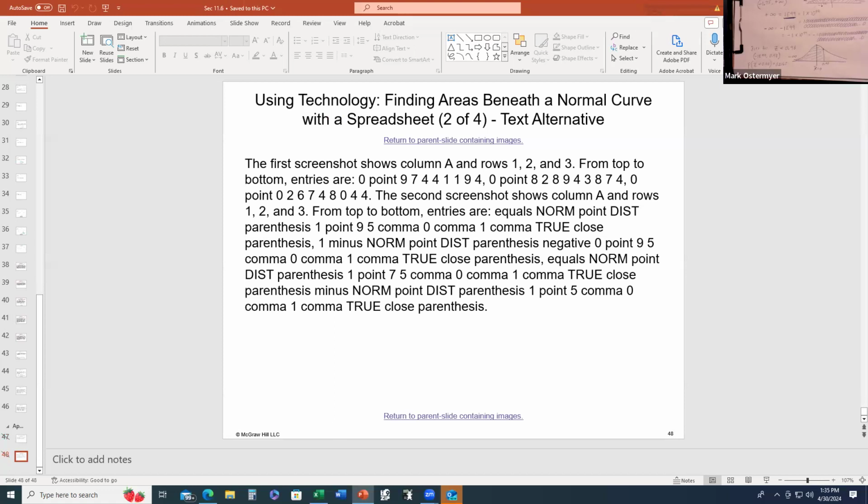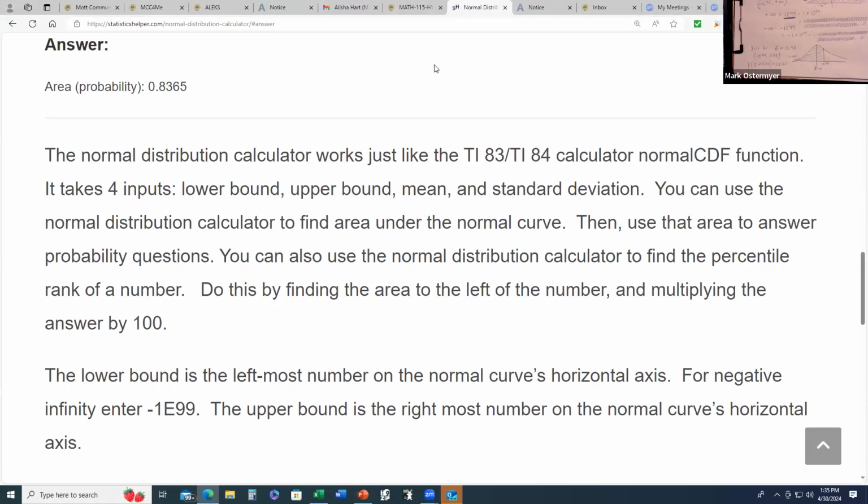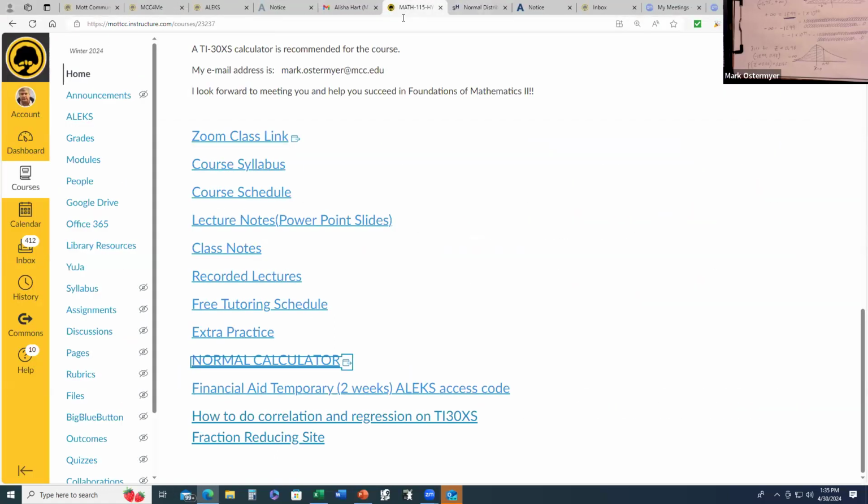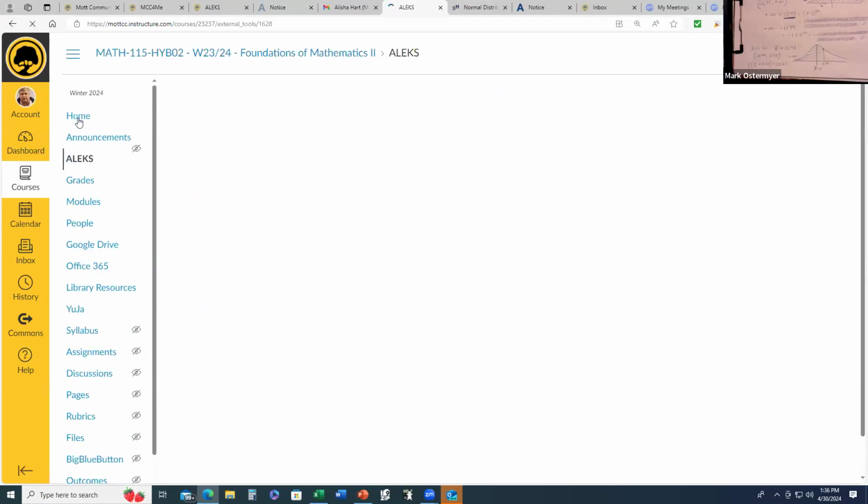That's just technology stuff. All right, let's go to our textbook now and see if we can have some fun in the remaining time. Okay, so away we go.